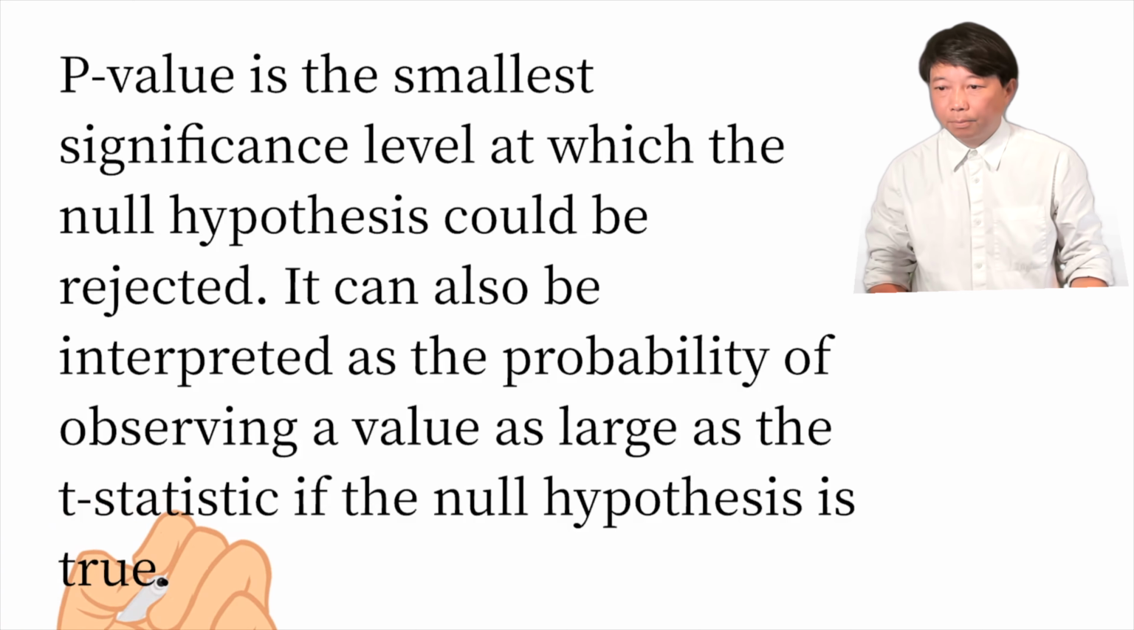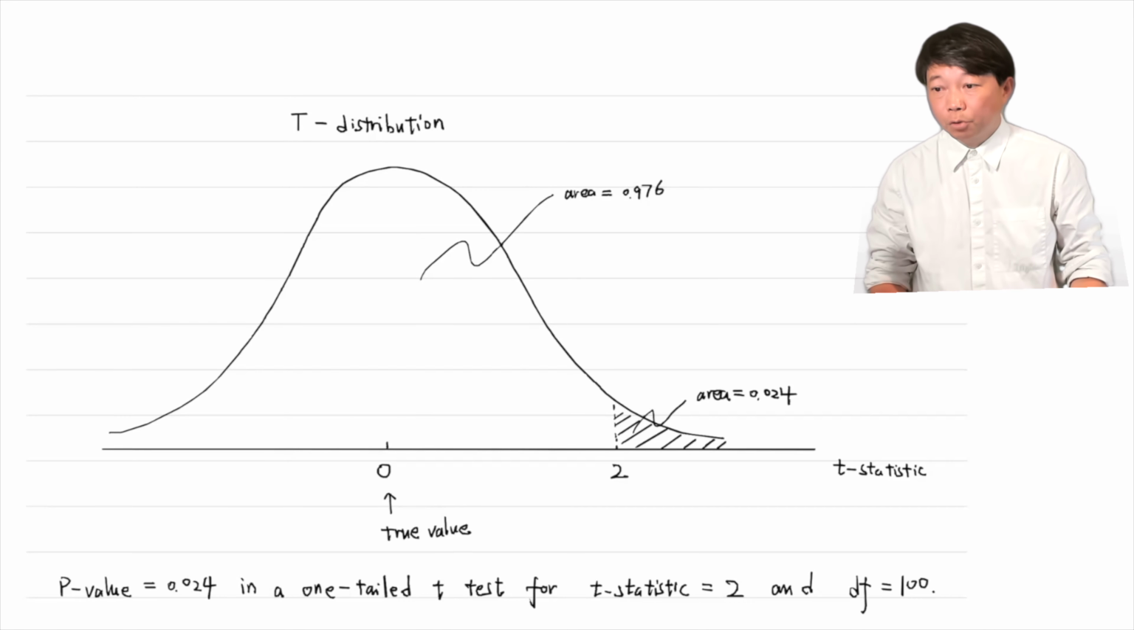For instance, if we obtain a t-statistic of 2 in a regression with 100 degrees of freedom, the corresponding p-value will be 0.024. It means we observe a t-statistic as large as 2 only 2.5% of the time if the null hypothesis is true. The p-value represents the area to the right of the t-statistic in a t-distribution. The probability of observing a t-statistic of 2 is only 2.5% if the true value is 0.